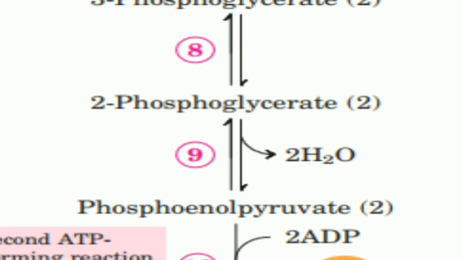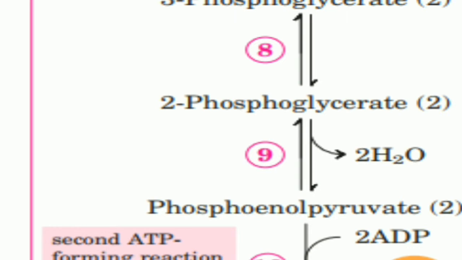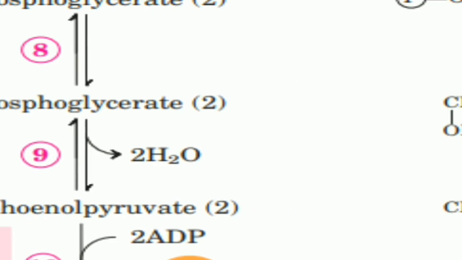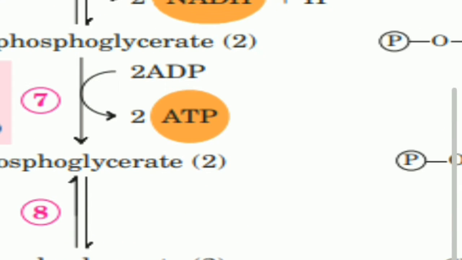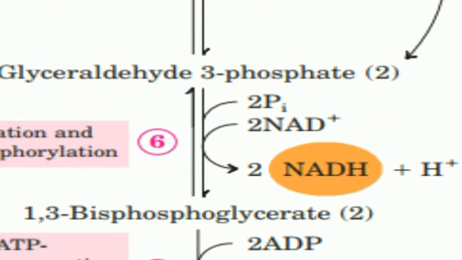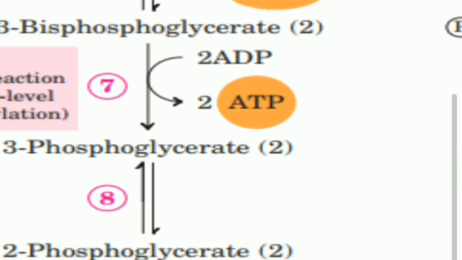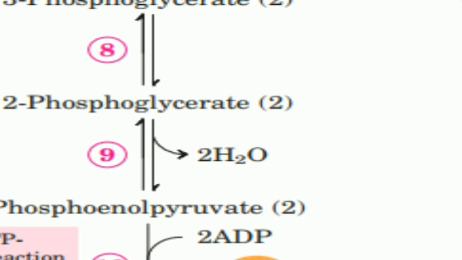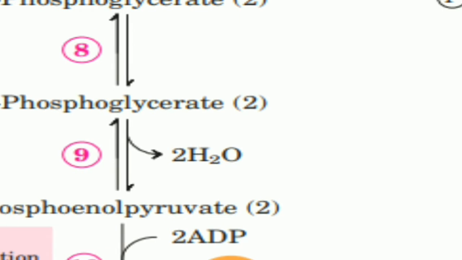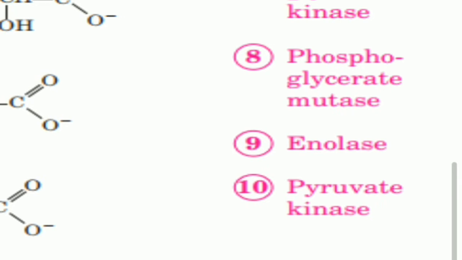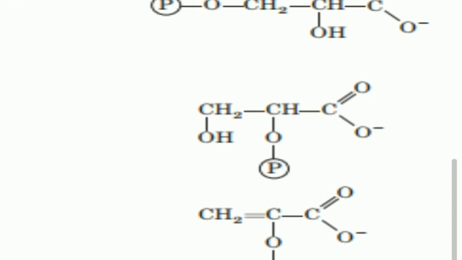So 2 molecules of pyruvate are produced, and this is the second ATP forming reaction, also called substrate level phosphorylation. One molecule of ATP is produced from the glyceraldehyde 3 phosphate pathway and a second ATP from the dihydroxyacetone phosphate pathway. So in the last reaction, 2 ATP are produced, and this reaction is completed by the enzyme pyruvate kinase.